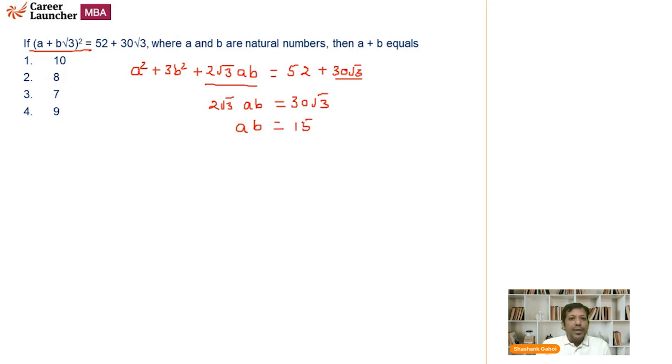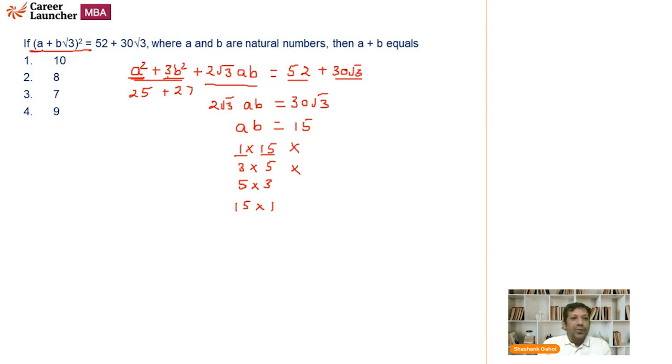15. So it can be 1 into 15. It can be 3 into 5. It can be 5 into 3. And it can be 15 into 1. Okay. So 1 square plus 3 into 15 square. Now this value is not equal to 52, so rejected. 3 square plus 3 into 5 square. So 5 square is 25 into 3, 75, definitely greater than 52, so rejected. Now here a is 5, so 25, and 3 into 3 square is 27, so 25 plus 27, is it equal to 52? Yes.